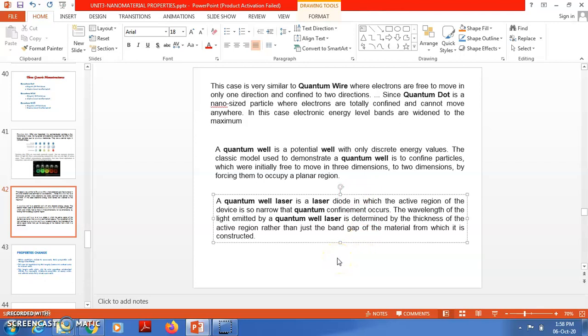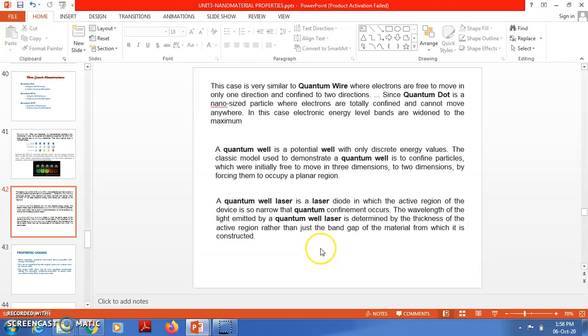A quantum well laser is a laser diode in which the active region of the quantum device is so narrow that quantum confinement occurs. The wavelength of the light emitted by a quantum well laser is determined by the thickness of the active region rather than just the band gap of the material from which it is constructed.